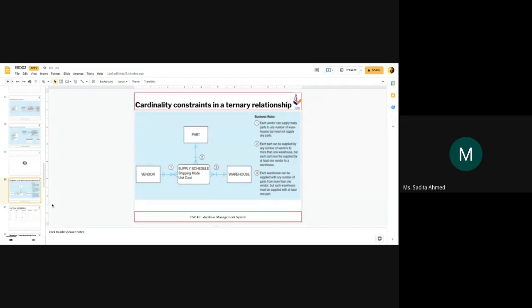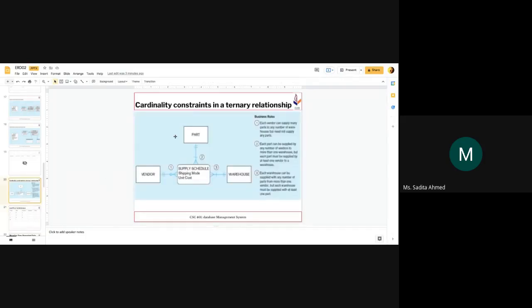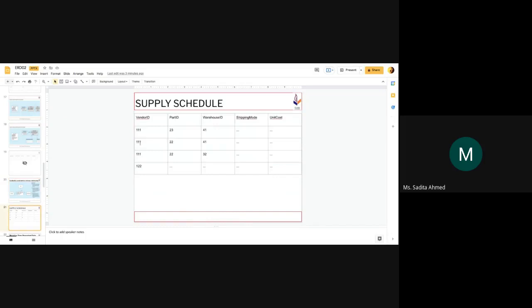Same goes for part. As you can see here, part number 22 is there in both of these rows. Why can we do this? Why can we do this? Because what is the ERD telling us? The ERD is telling us that a single part instance can be there in multiple supply schedule instances. What do we mean by supply schedule instance? In terms of the table, the rows. That is, a single part instance can be there in multiple rows, right?